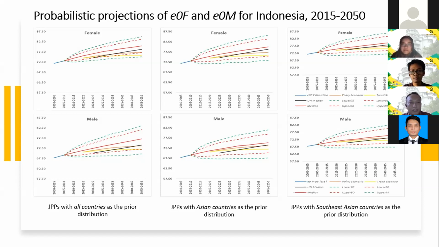From 2015 until 2050, the median IOF and IOM in the UN's projection are lower than the three GPPs. The results reflect differences in data source and method used to produce 5-year IOF and IOM estimates for the 1950 till 2015 period in Indonesia. In 2050, the two types of projection differ less significantly except for the IOM produced by GPP with all countries as the prior distribution.